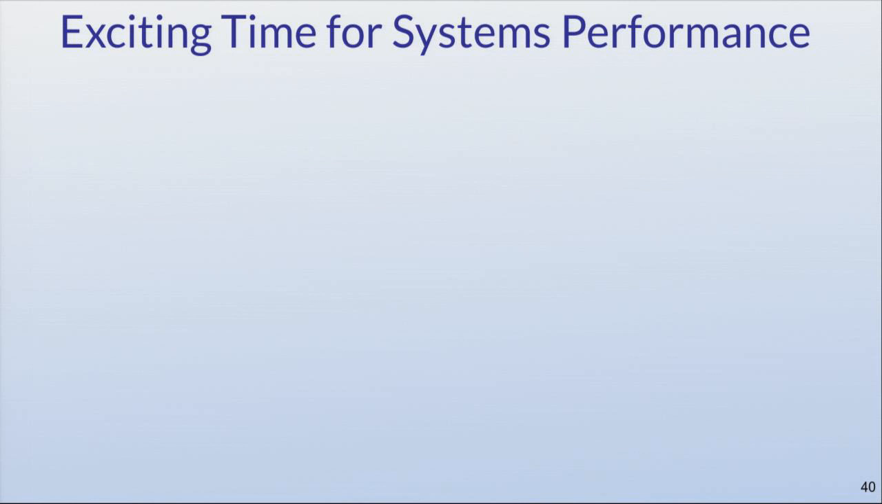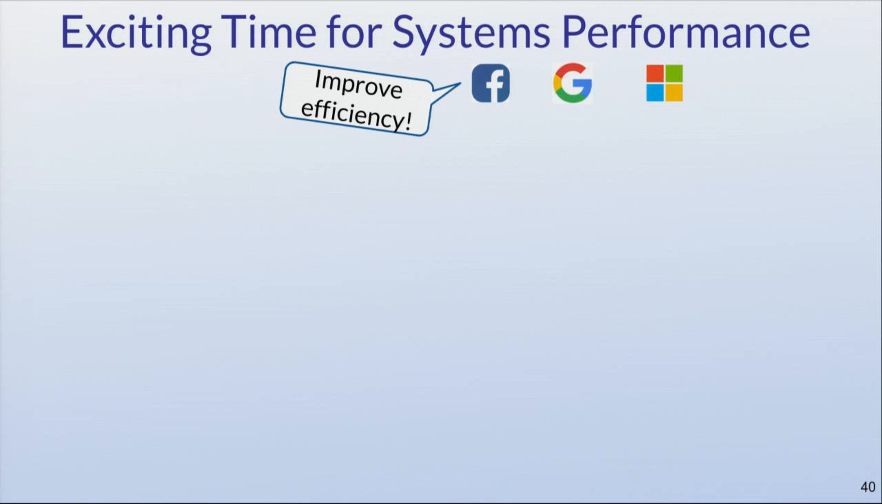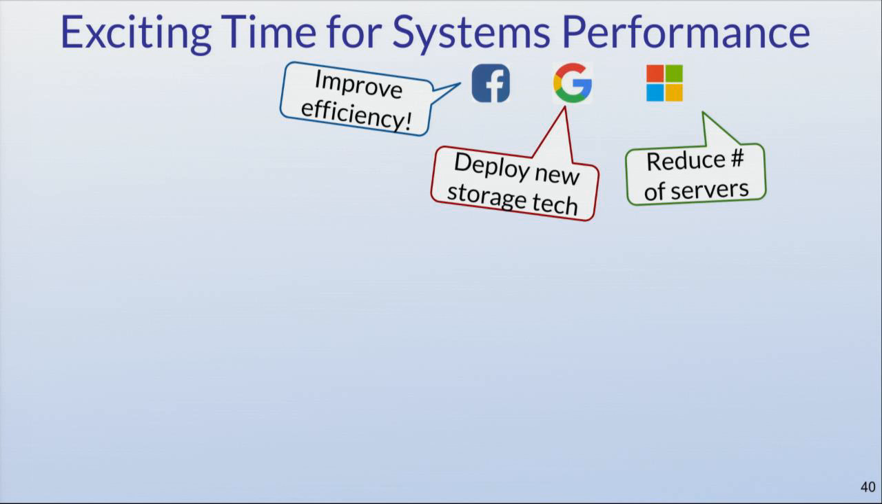So I want to start by claiming that it's an exciting time to do systems performance research. I say this because a couple of years ago, I visited Microsoft and Facebook and Google, and all of them were mostly paying lip service to this idea of efficiency, of performance properties. But when I went back a couple weeks ago, they were all talking about improving efficiency, reducing the number of servers that they use in a given system, and deploying even new storage technologies such as non-volatile memory to improve the overall energy efficiency.